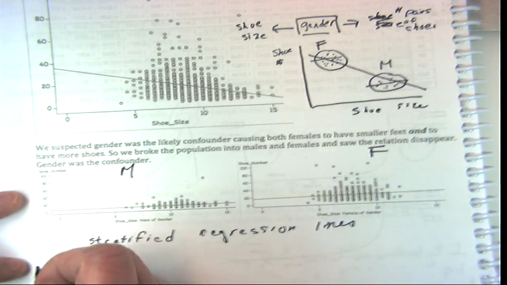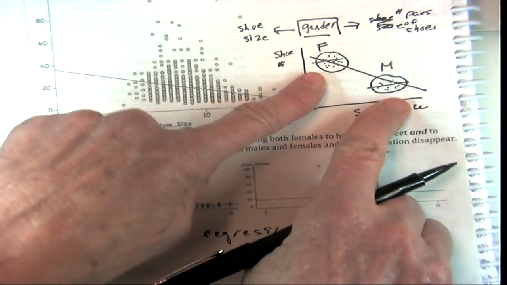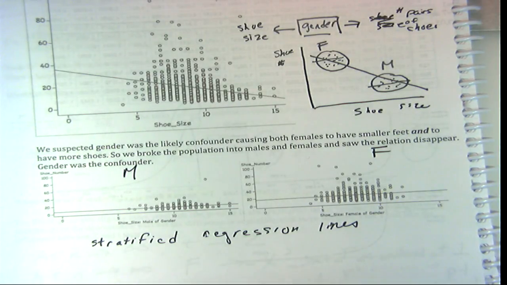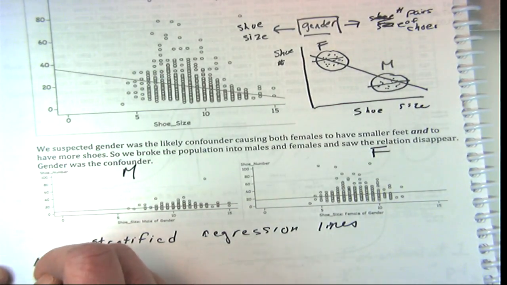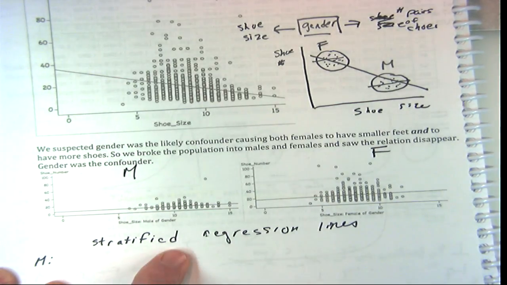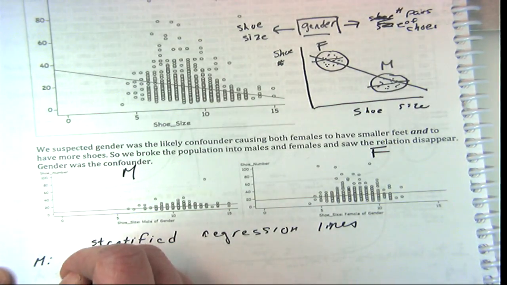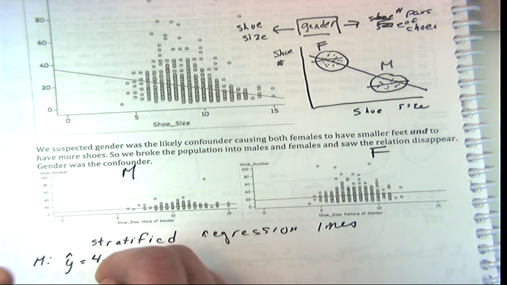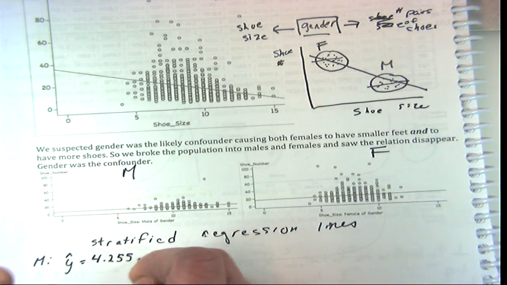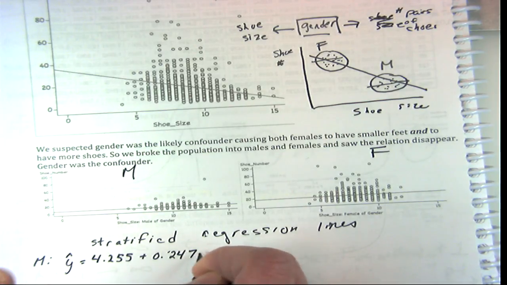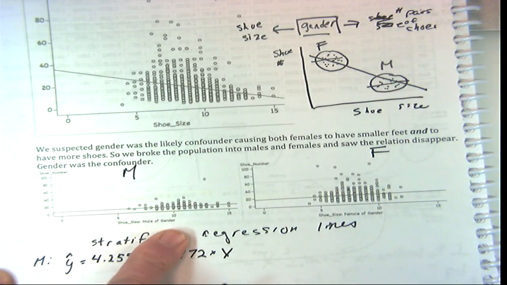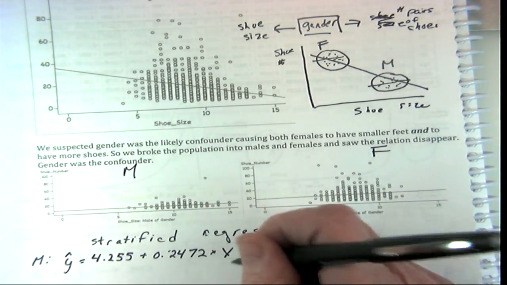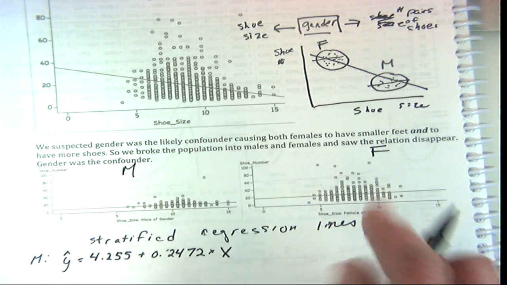Maybe I should write down what they were so we don't forget. When we force their slopes to be equal, they're almost equal. When we force them to be equal for males, we got two different regression lines here, the stratified ones. And here we said, okay, our predicted Y, which is our number of shoes, is equal to 4.255 plus 0.2472 times X, which was just the shoe size. Okay, that's what we got here.